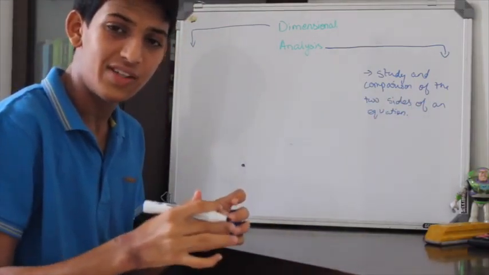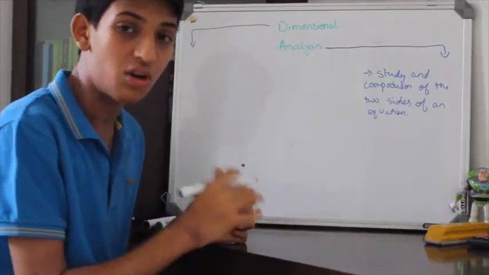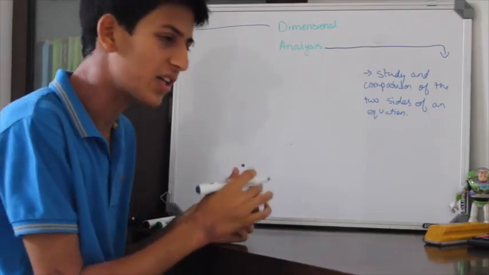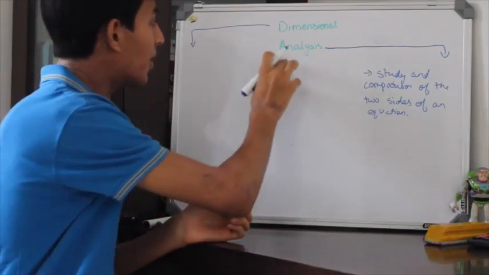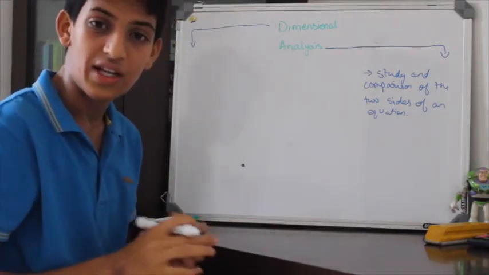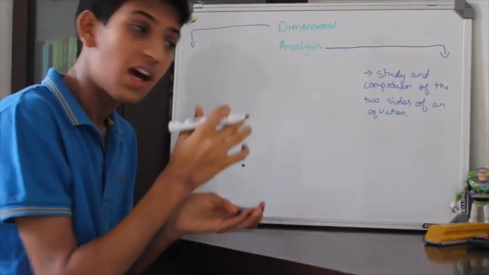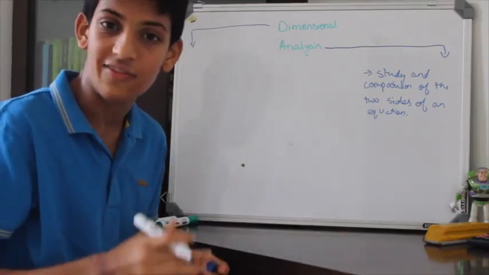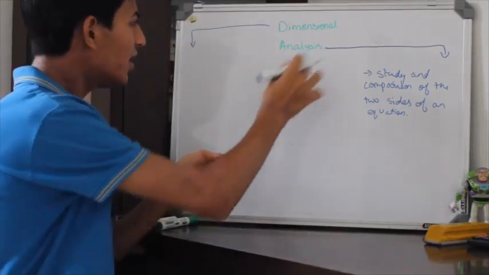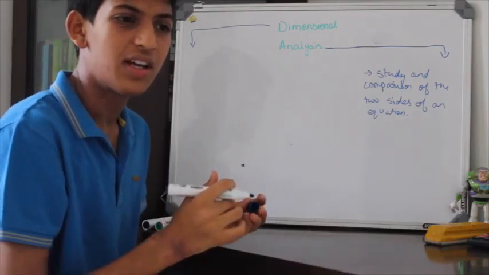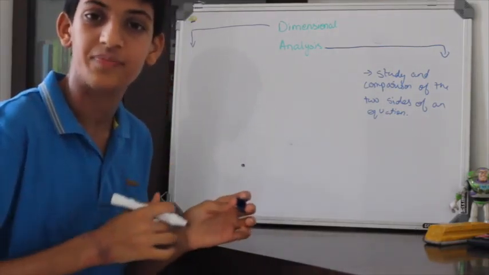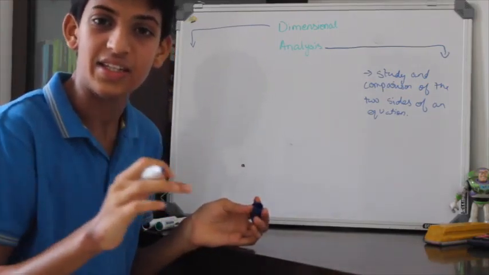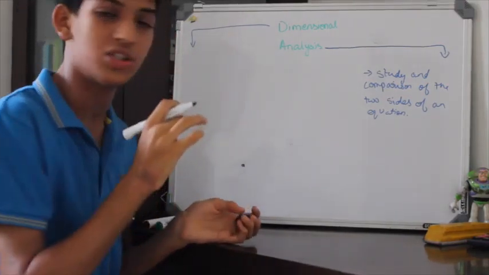Now, in physics, we have lots and lots of equations and formulas to find out different physical quantities. And we use dimensional analysis to find out whether these formulas are actually correct and feasible. Now let's come to the dimensional part. It sounds like a tricky word, but actually it's just anything to do with a dimension.